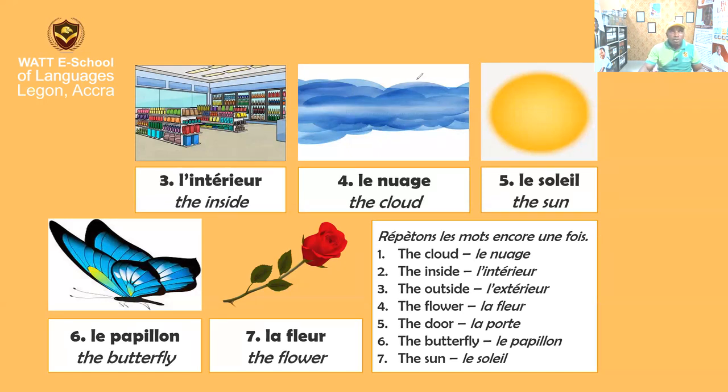Let me go over again for you to understand better. Here is le nuage. Le nuage means the cloud. L'intérieur means the inside of a room or a house. Now, the outside of the house is l'extérieur. The flower is la fleur. The door is la porte. Butterfly is le papillon, and the last one is le soleil, that is the sun. Le soleil means the sun, okay?